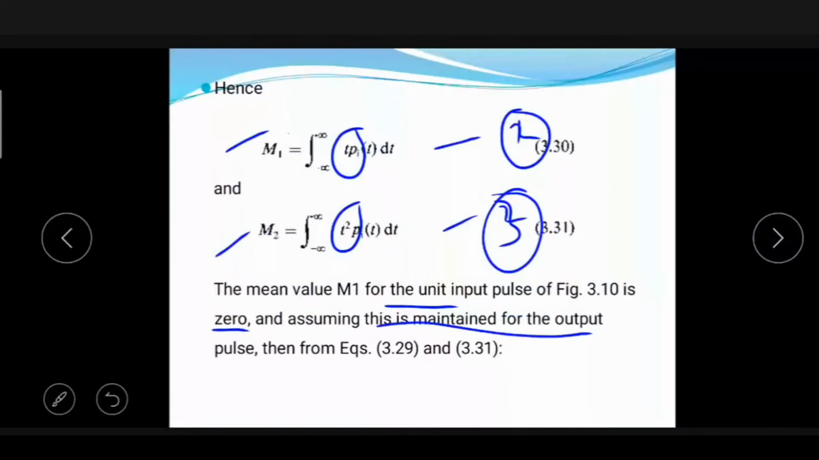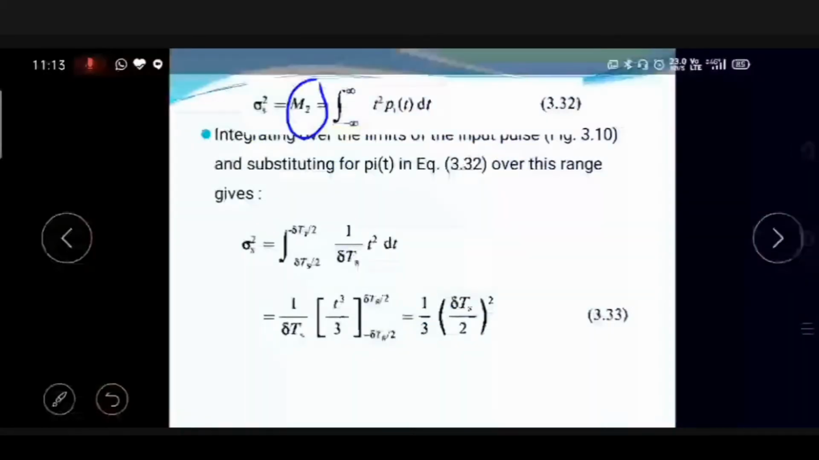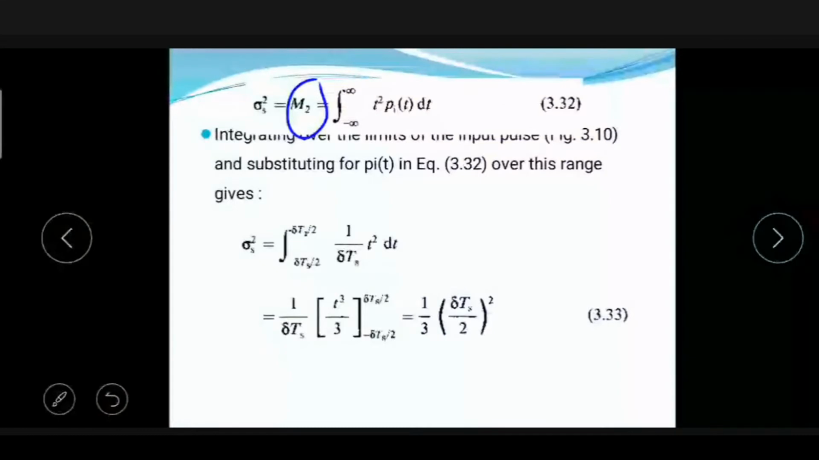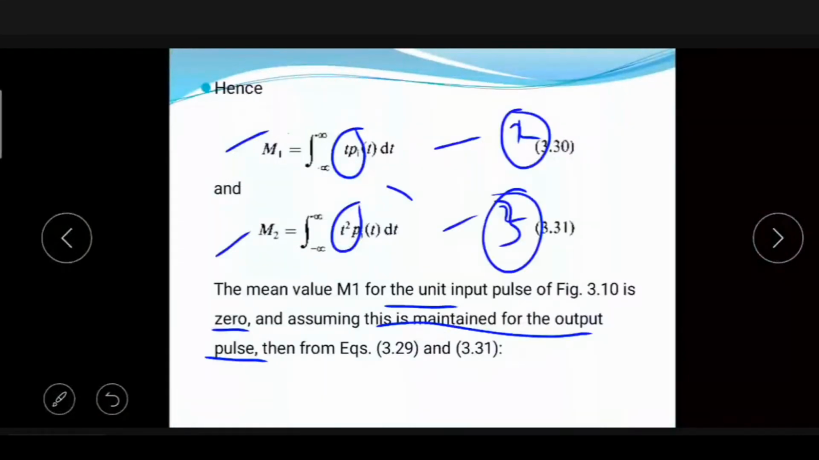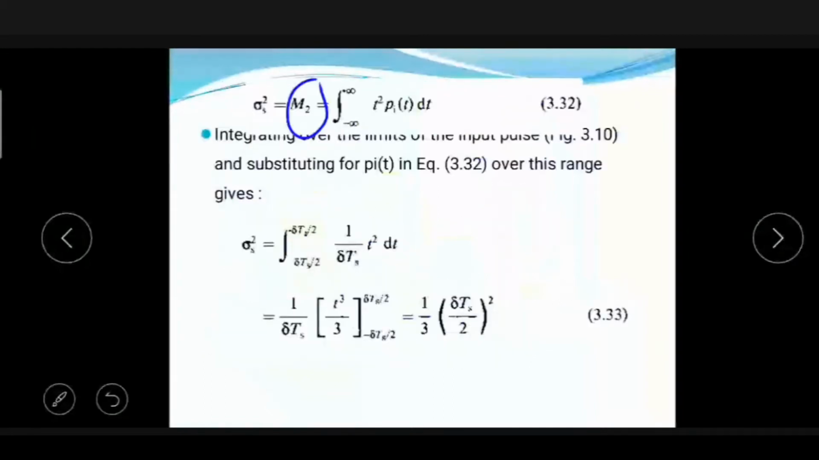And assuming this is maintained for the output pulse, sigma s square will be equal to only m2 minus m1 square, which is nothing but m2 minus 0, which is m2 only. That is equal to the expression for m2, the integral of t square into p of t into dt over the interval minus infinity to plus infinity. So this is what we get for m2, which is sigma s square.